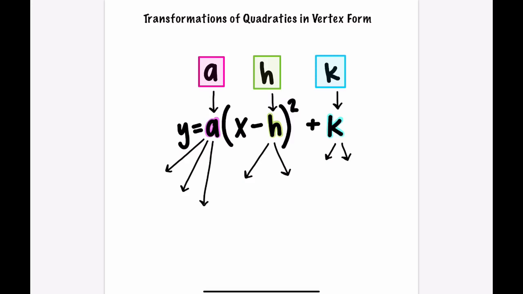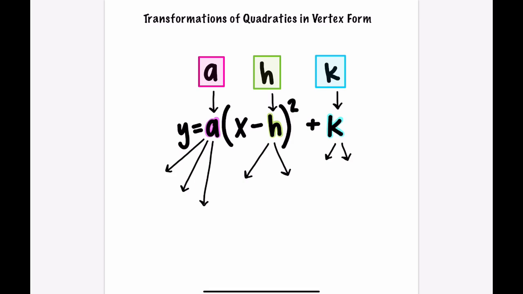Okay, in this video we are talking about transformations of quadratics in vertex form. The word transformations just means how is the parent function moved up, down, left, or right? How is it stretched or made any wider? And then is it flipped upside down or is it right side up? So there are three parameters that tell us those movements of the parent function of a quadratic.